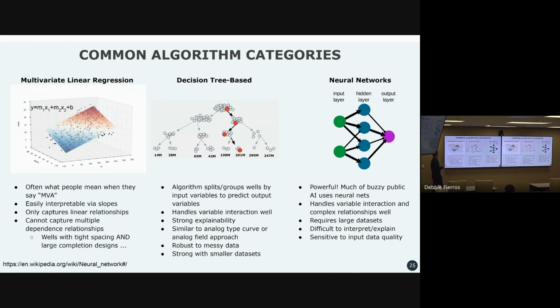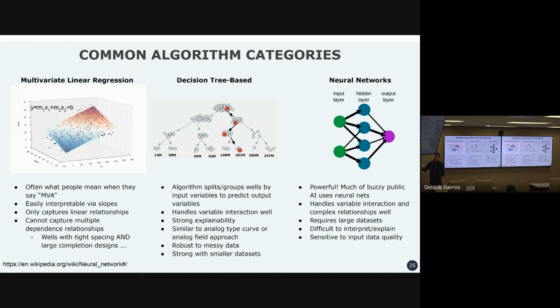You literally have a coefficient applied to your variables. So you want to know how much proppant intensity impacts your oil production? Boom, there's your coefficient. Super interpretable. Downsides, this only captures linear relationships. Now there are multivariate nonlinear regressions that you can do, but those get a little more complicated. And they also are not well suited for capturing multiple dependence relationships.